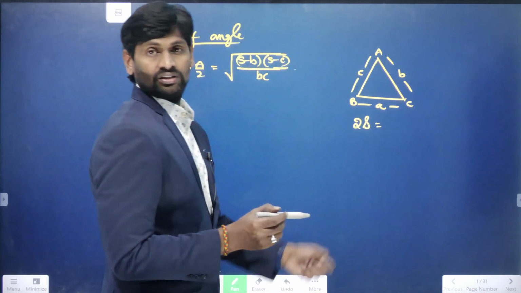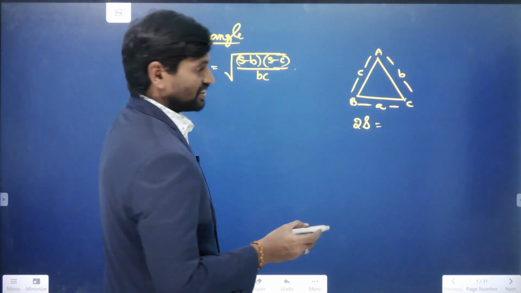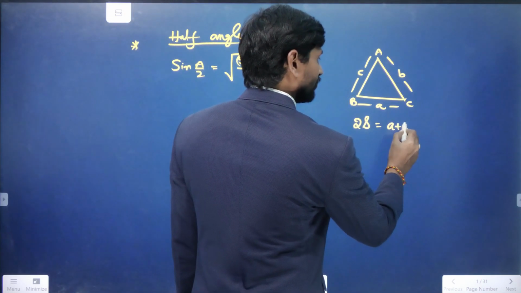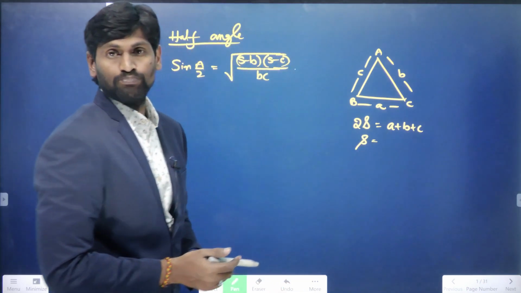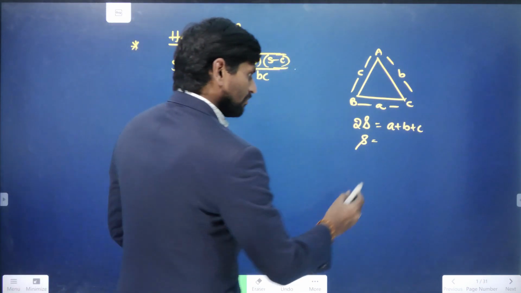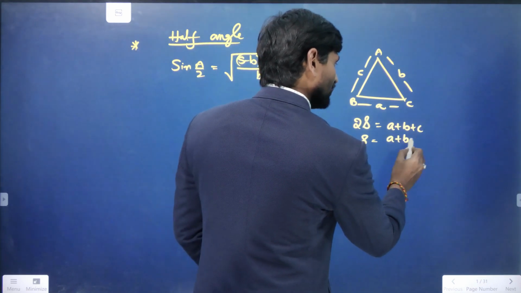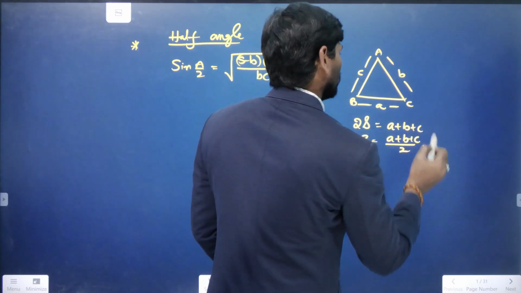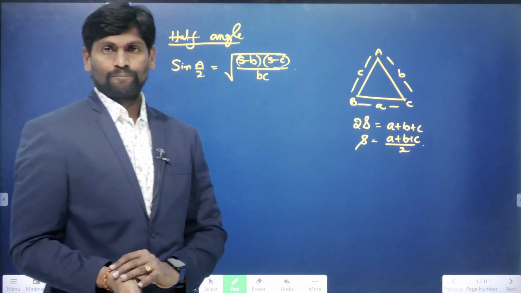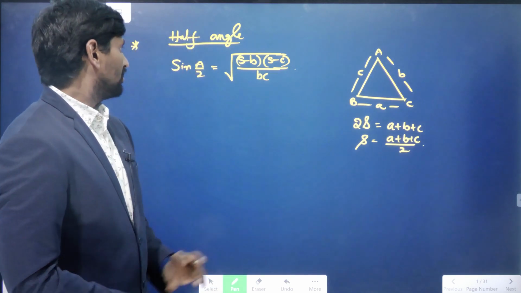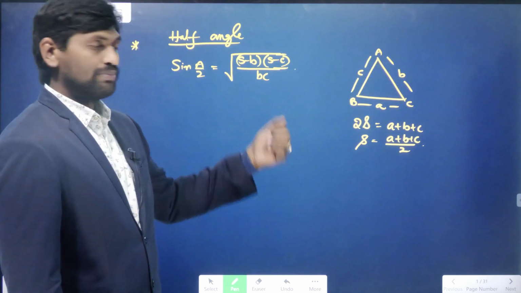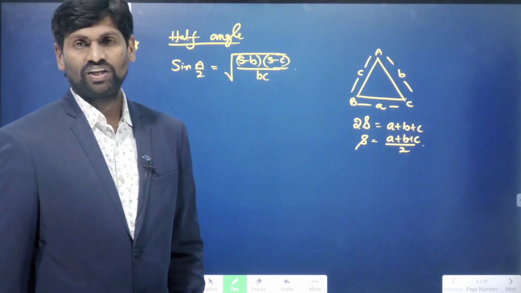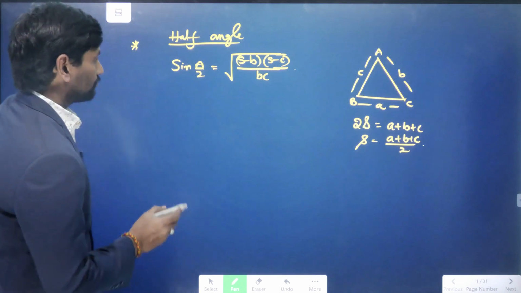The perimeter of a triangle is represented with 2s, that is nothing but a plus b plus c. And here s is called the semi-perimeter, that is nothing but (a plus b plus c) by 2, half of the perimeter. So root over (s minus b) into (s minus c) by bc. Now let us prove this one.